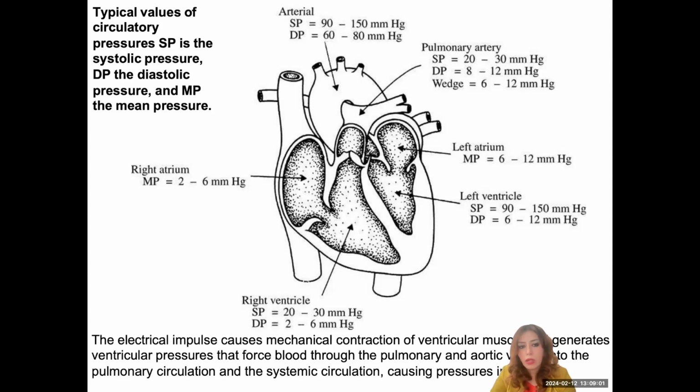The electrical impulse causes contraction of ventricular muscle and generates ventricular pressures. This forces blood through the pulmonary and aortic valves into the pulmonary circulation and systemic circulation, and these kinds of pressures will be produced.